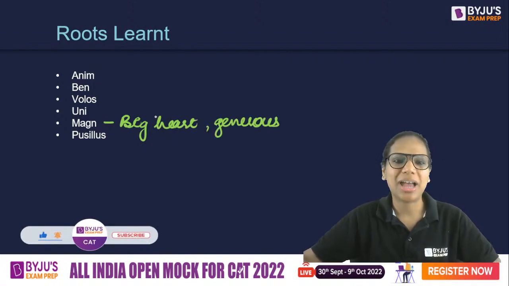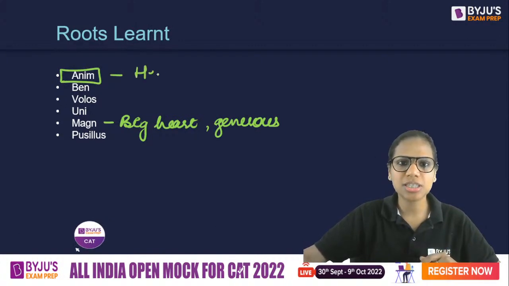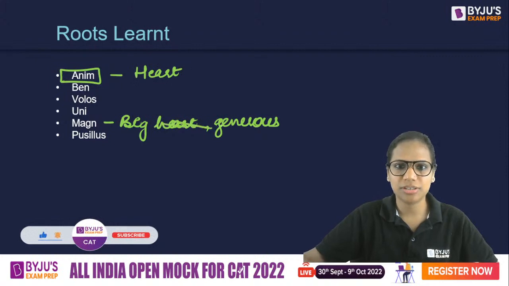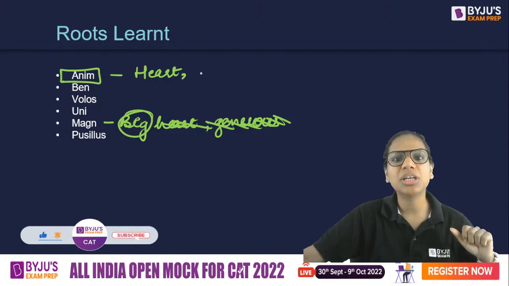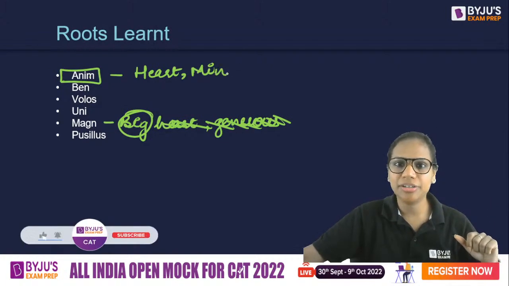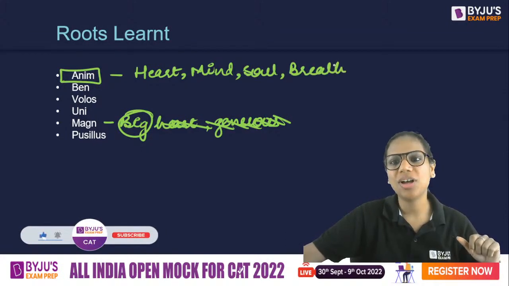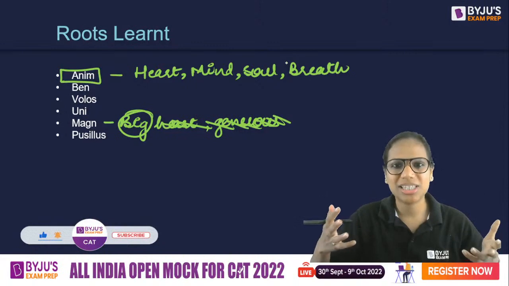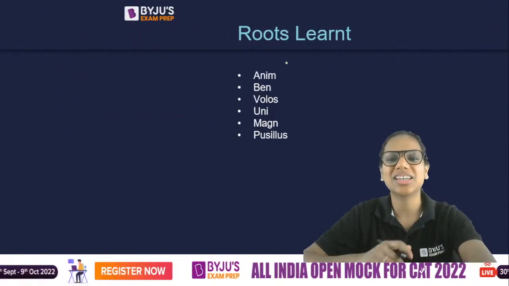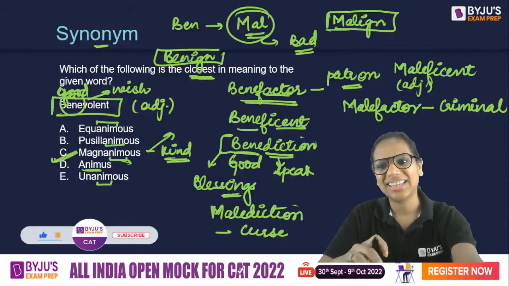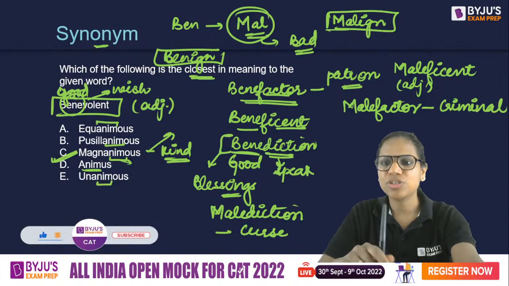So that is mag. Anim. Anim has multiple meanings. So here, for instance, heart. Okay, sorry. Magnus big, right? Anim in magnanimous means big-hearted. It also means mind. It also means soul. It also means breath. So everything that is not body, basically, that is not the flesh, heart, mind, soul, breath, these things are called anim. Right? Okay, Maleficent is a movie also.